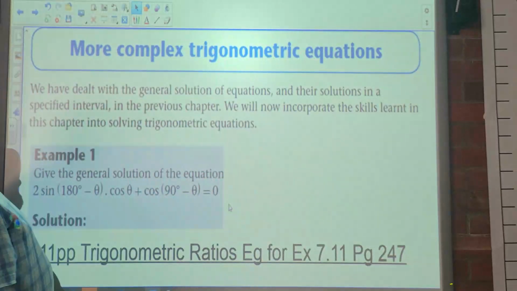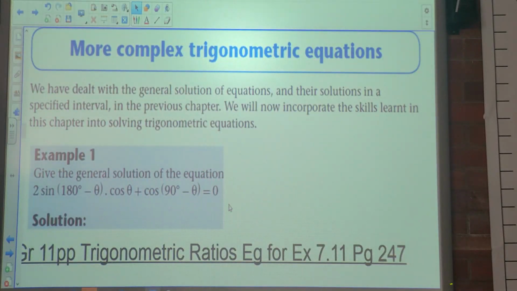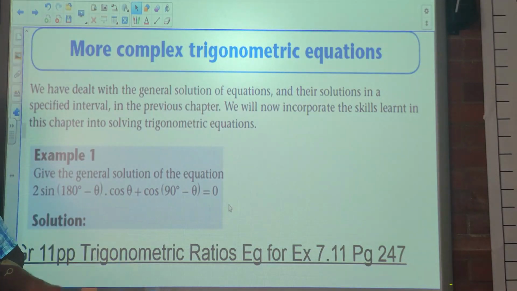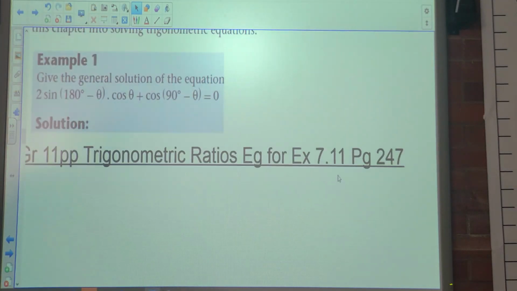So we have dealt with a general solution of equations and their solution in specific intervals in the previous chapter, which is chapter 6, what I've highlighted as 6.8 to 6.11. We will now incorporate the skills learned in this chapter into solving trigonometric equations. So it's very similar to the general solution, and given the specific domain, the specific interval, here we have just added the reduction formula. So this is example 1.